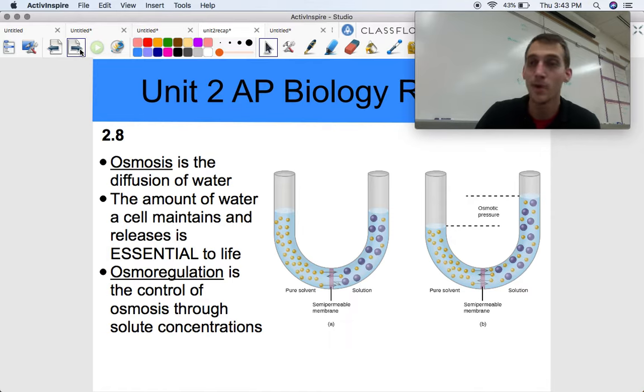Okay, so osmosis is super important because all living things need water, and they need to control how much water they have and how much water they lose to their environment. Right? You don't want to have too much water. You don't want to have too little water.